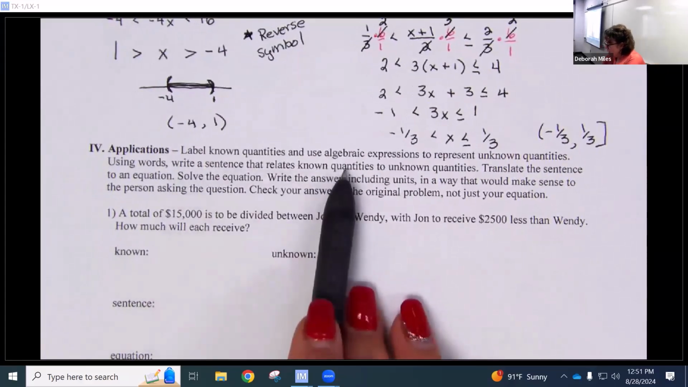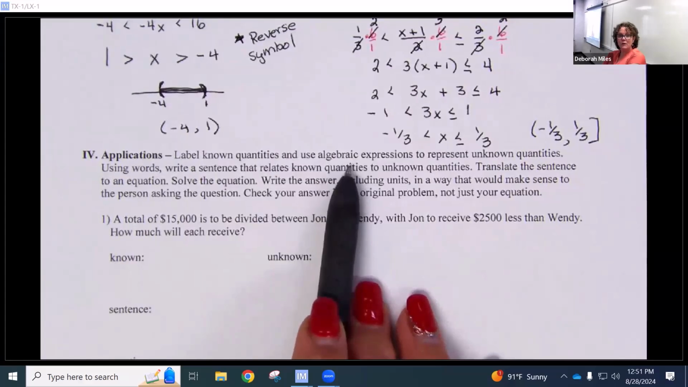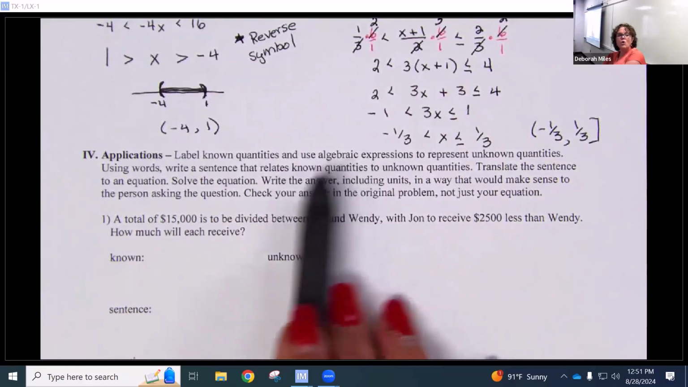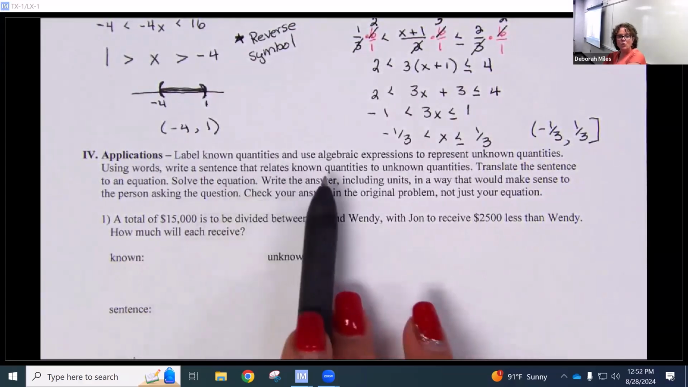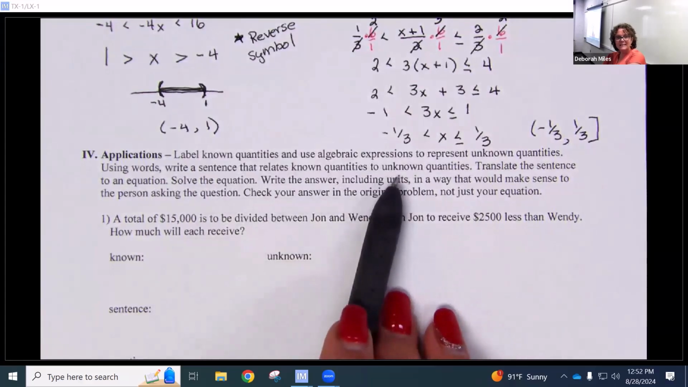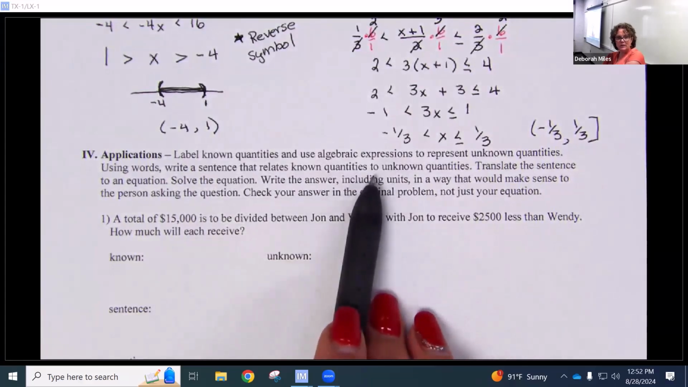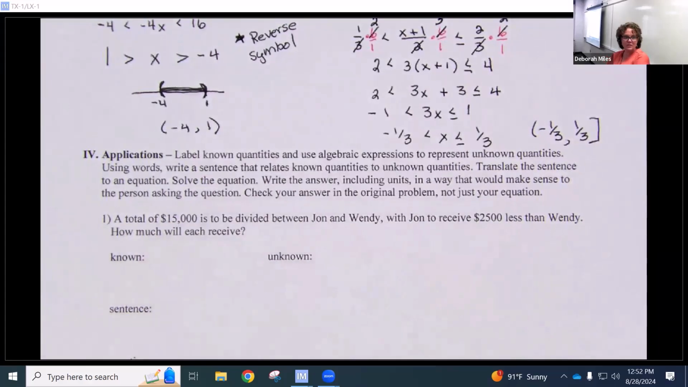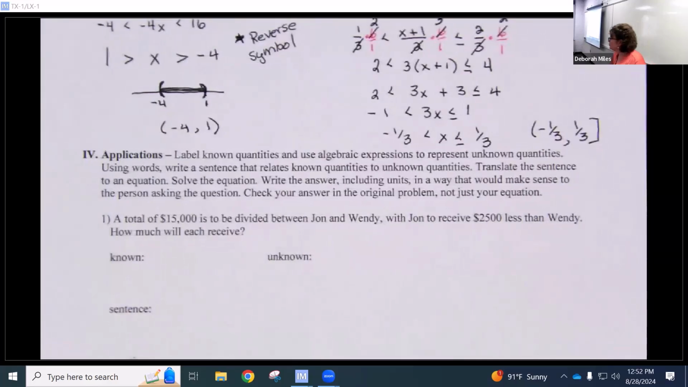Label known quantities and use algebraic expressions to represent unknown quantities. Write a sentence that relates the quantities to the unknown quantities, and then it'll be easy to translate the sentence to the equation, solve the equation, and write the answer, including units, in a way that would make sense to the person asking the question. If somebody's asking you a question, it doesn't make sense to answer x equals 7. That person doesn't know what x is.